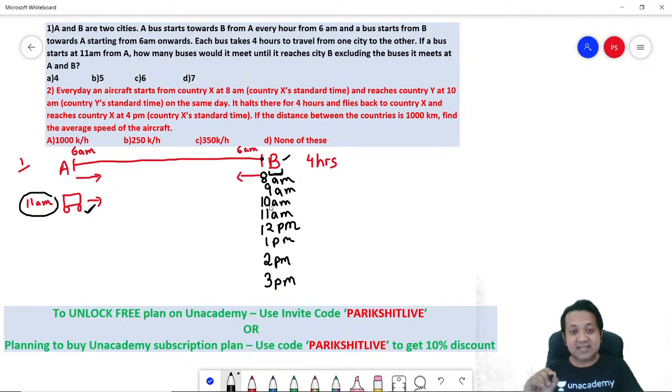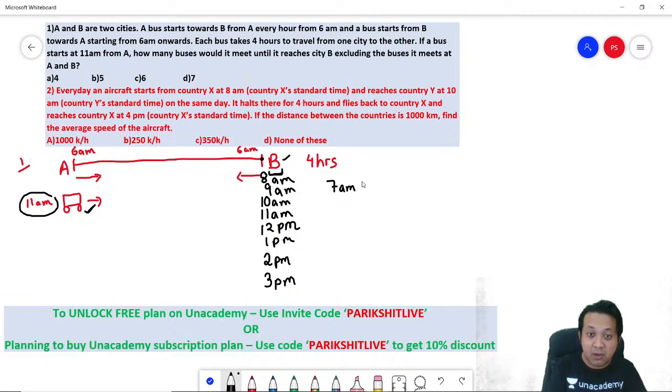The bus which starts from B at 7 a.m. would reach A exactly at 11 a.m. But the question clearly tells you, please exclude the buses it meets at A and B. So this bus at 7 a.m. would be at A at 11 a.m. So you cannot count it. So 7 a.m. is not to be counted.